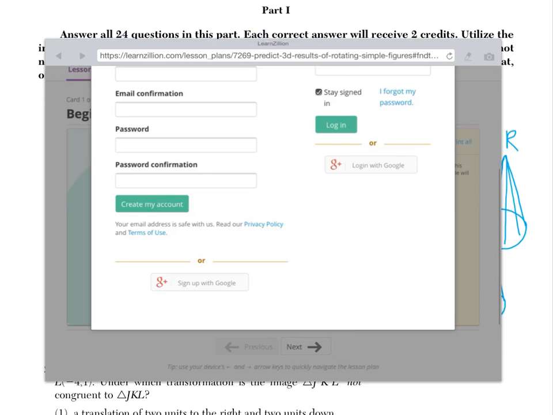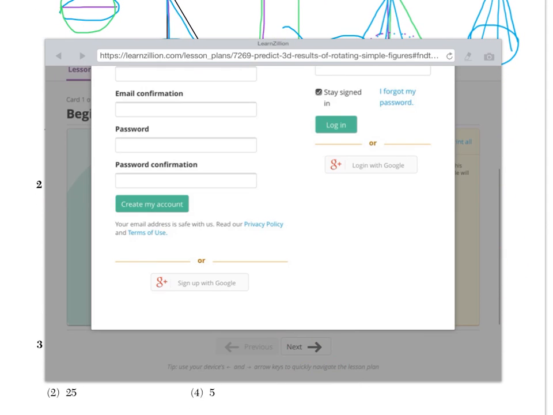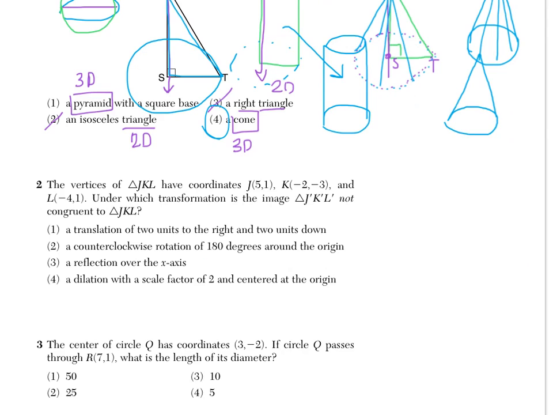Okay, so at this point I'm going to move on to the second question. Let me just delete this web page now. The second question says the vertices of triangle JKL have coordinates J, K, and L. Under which transformation is the image of JKL, J'K'L', not congruent to triangle JKL? So in order to not be congruent, we have to have different side lengths.